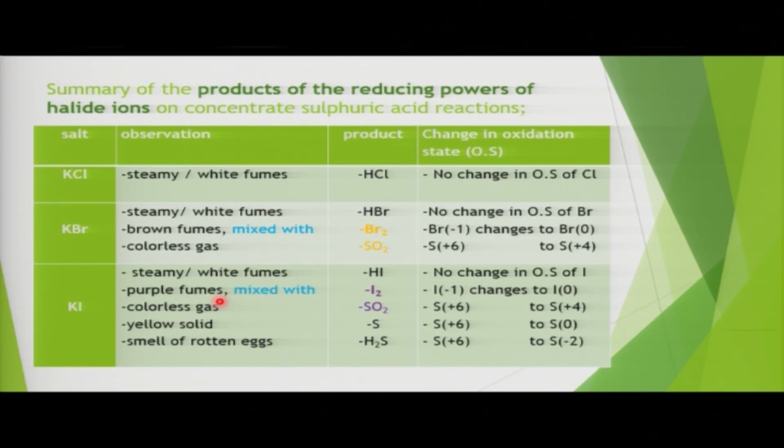So what is the summary? Can we summarize all that? And the summary is well illustrated in here. What do we see? With potassium chloride, just white fumes, which are HCl. In this case, that is an acid-base reaction. And with potassium bromide, you see the different products. This is the summary of what we looked at. So that is how we can talk about the reducing and oxidizing abilities of group 7.